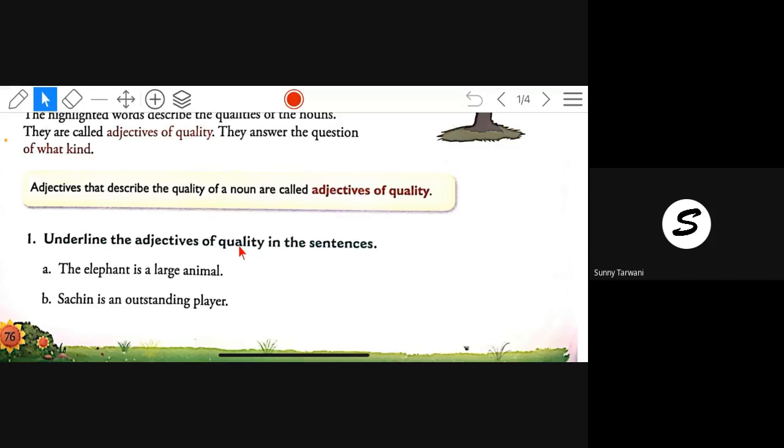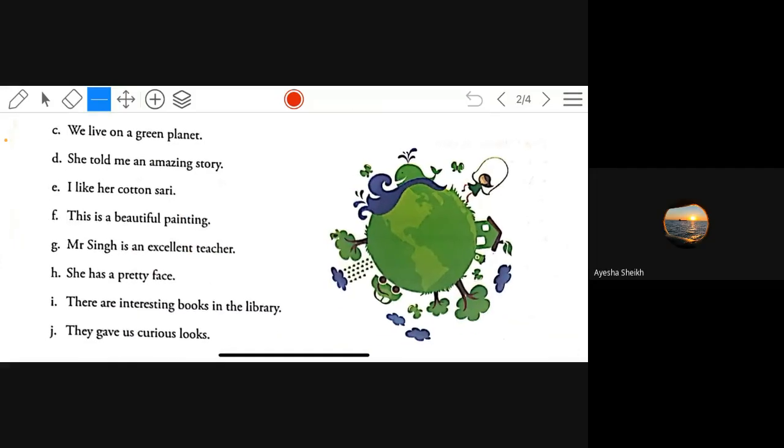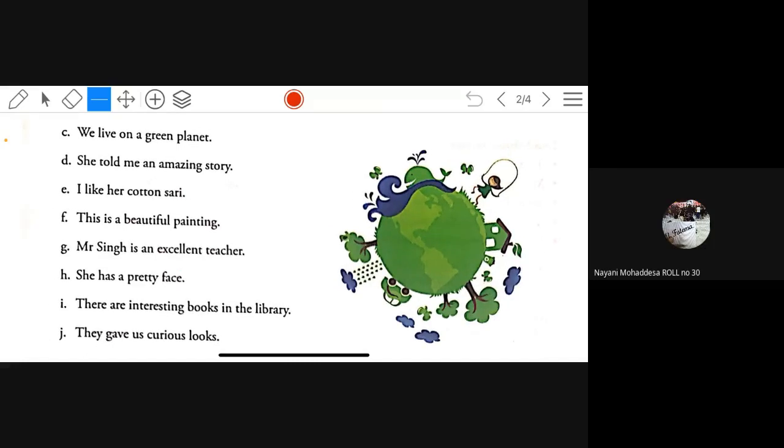Underline the adjectives of quality in the sentences. The elephant is a large animal. Large. Outstanding. Green. Amazing.